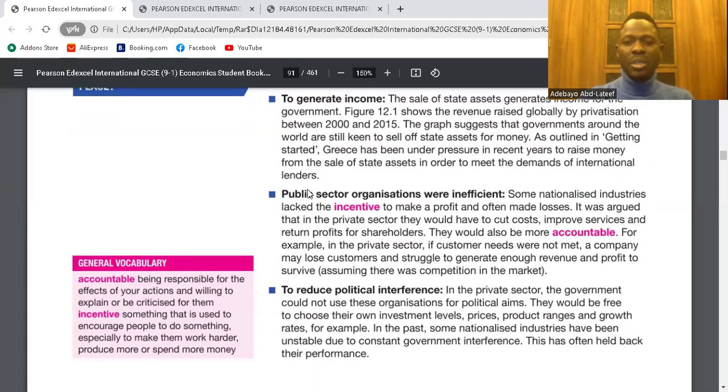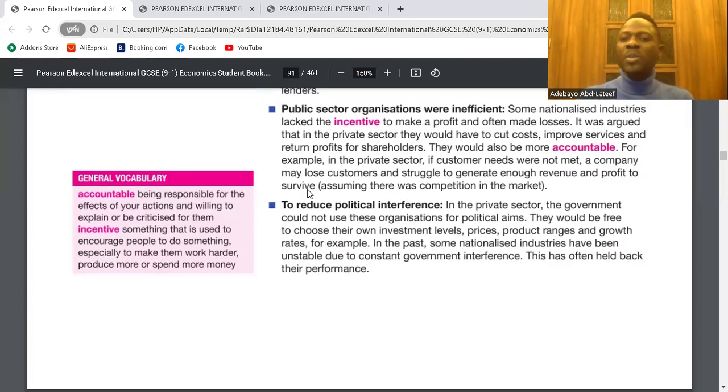That's the first reason. The second one, public sector organizations were inefficient. Yes, we talked about it. They don't have the motive to put effort to be efficient. So it is expected of them not to do more. The private sector will do better. So it's service to the private sector. Okay? The third one, to reduce political interference.